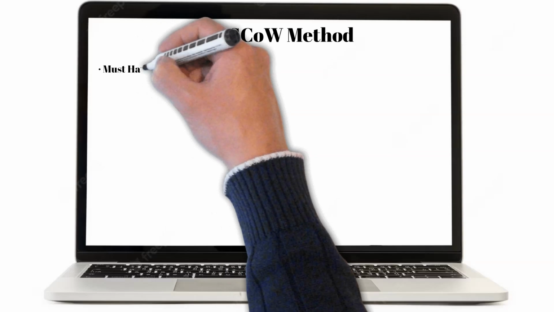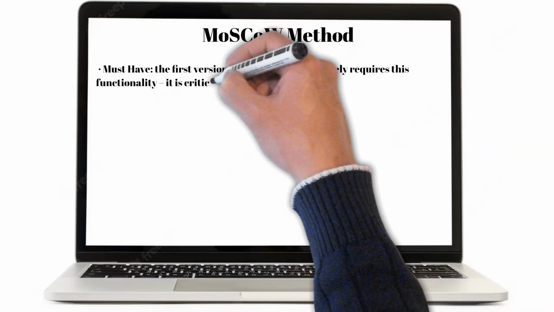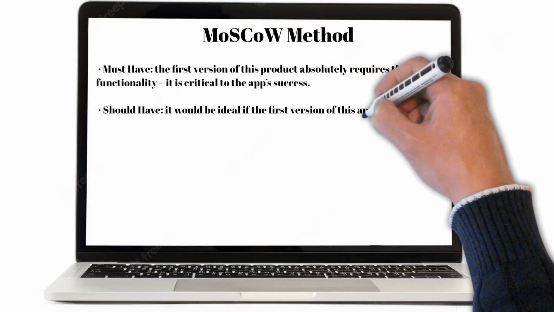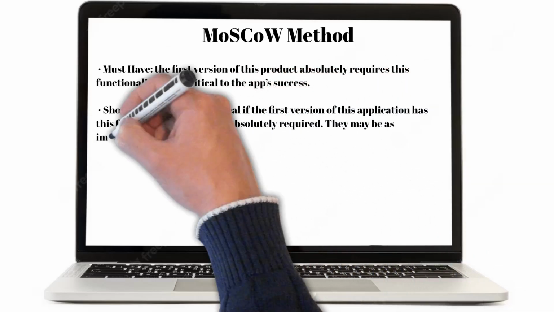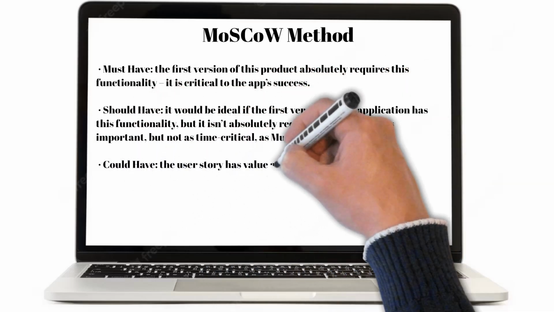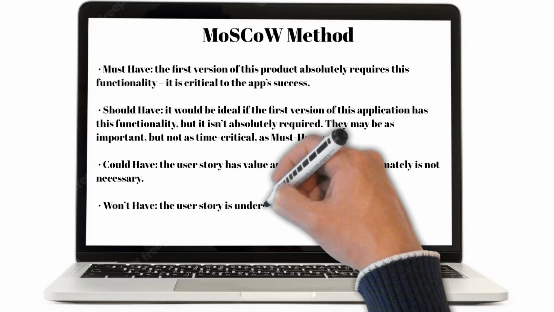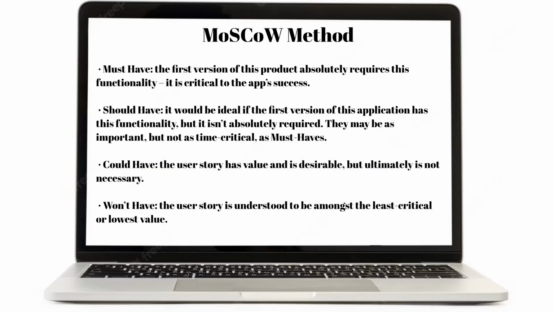There are a couple of prioritization methods you can use. First is the MoSCoW method, where each user story is prioritized as one of the following. Must haves: the first version of this product absolutely requires this functionality. It is critical to the app's success. Should haves: it would be ideal if the first version of this application had this functionality, but it isn't absolutely required. They may be as important, but not as time critical as the must-haves.